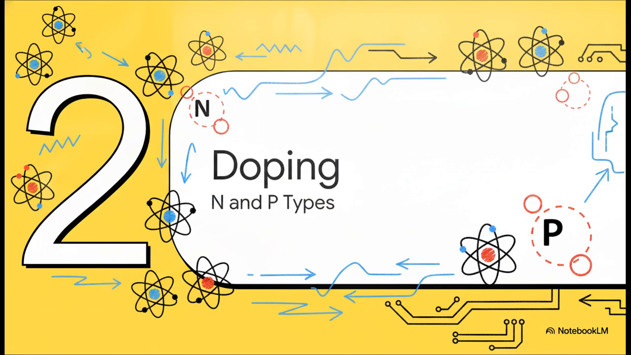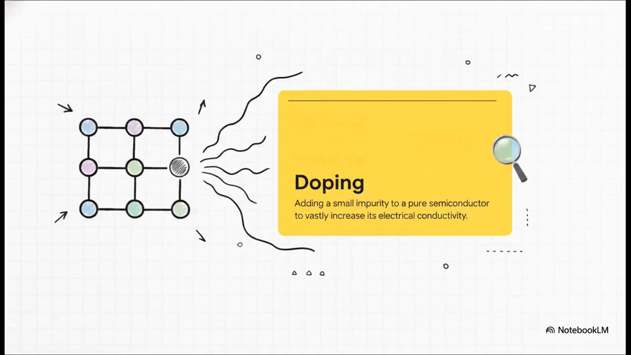Moving right along, let's get into Section 2, doping, specifically N and P types. So pure intrinsic semiconductors are super interesting, right? But honestly, they aren't quite conductive enough on their own to run a supercomputer. And that brings us to doping. Doping is simply the process of adding a very, very small amount of a specific impurity into a pure semiconductor. This creates what's called an extrinsic semiconductor, and it vastly increases its conductivity. Basically, we are intentionally introducing a tiny calculated flaw to radically alter and control how the material handles electricity.